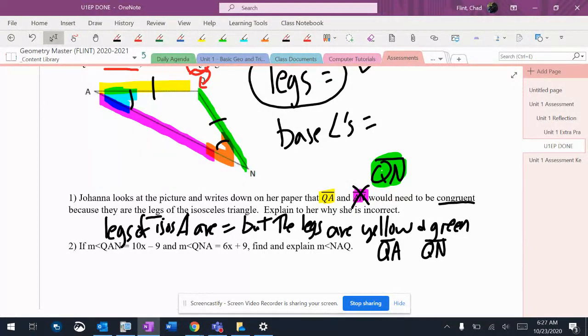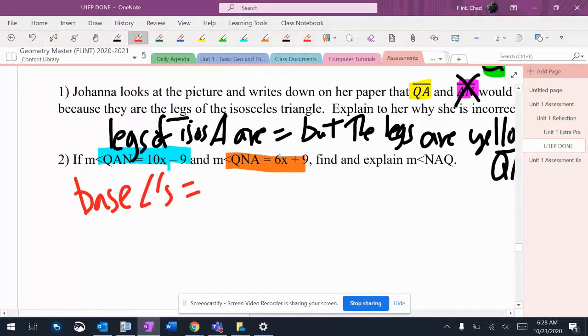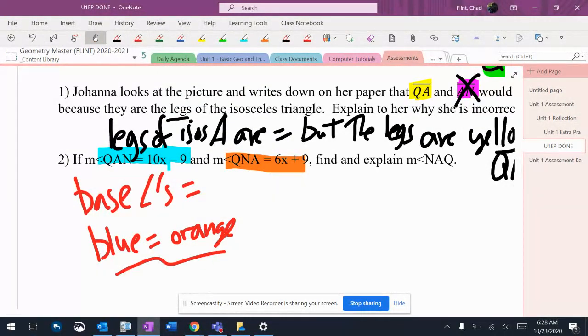That's okay. All right, so let's see what we got here. QAN is the blue angle. All right, and QNA is the orange angle. Well, good news, those are the base angles. So I'm going to write down base angles are equal. And then I'm going to write down blue equals orange. Okay, so I've got that.